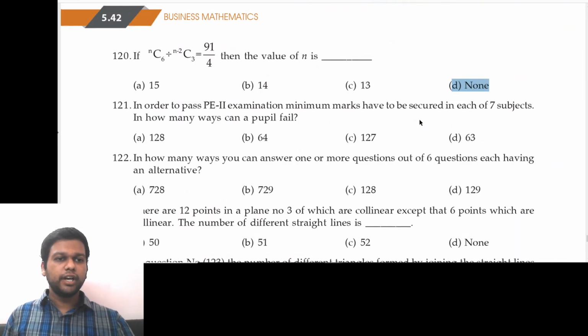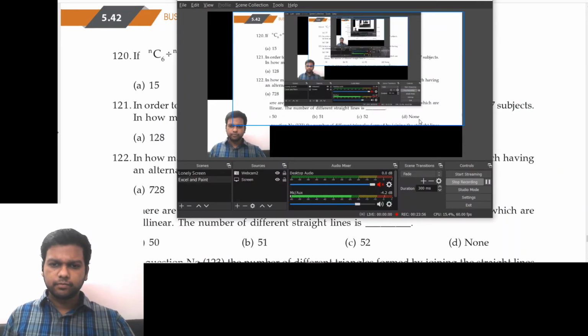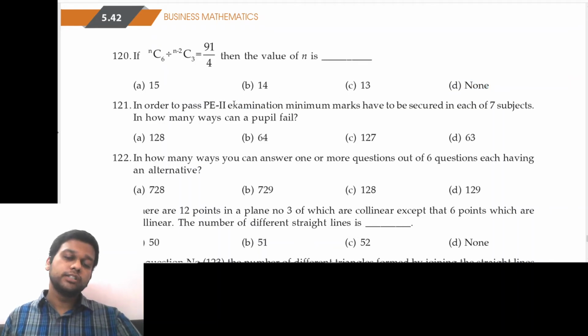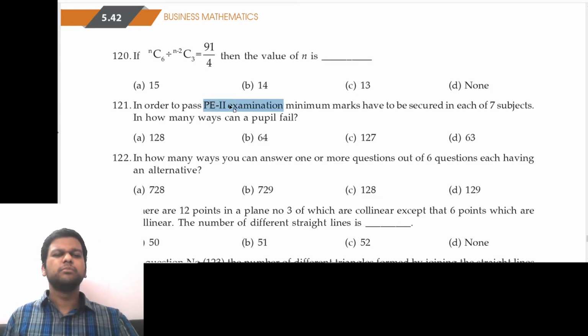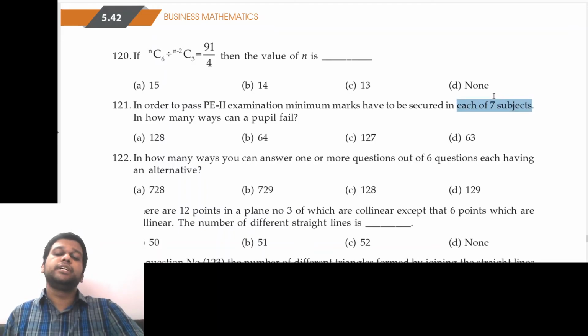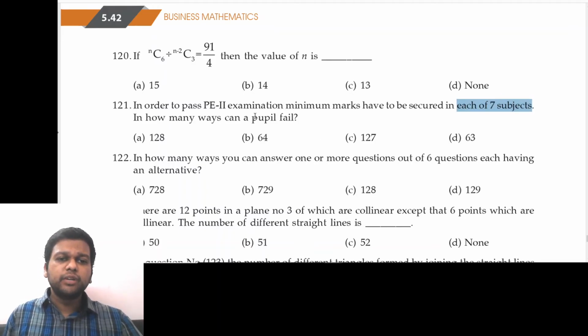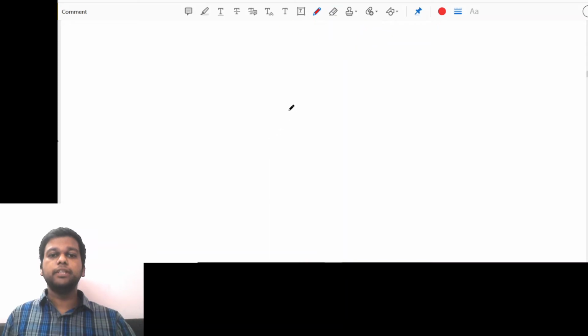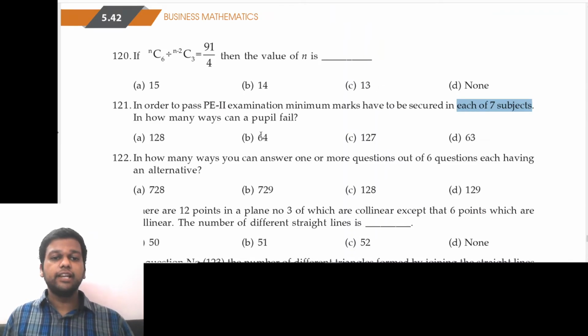Next is question number 121. In order to pass the PE2 examination, PE2 was earlier the name for inter group 2. Minimum marks have to be secured in each of 7 subjects. In how many ways can a pupil fail? That means we have to secure minimum marks in every subject. So in how many ways can someone fail?